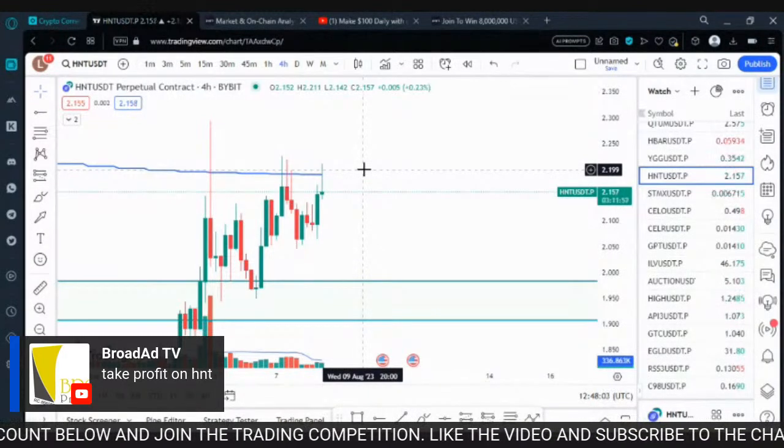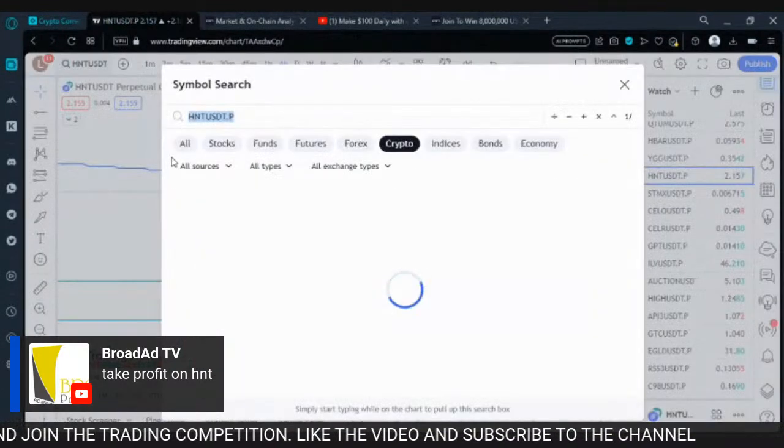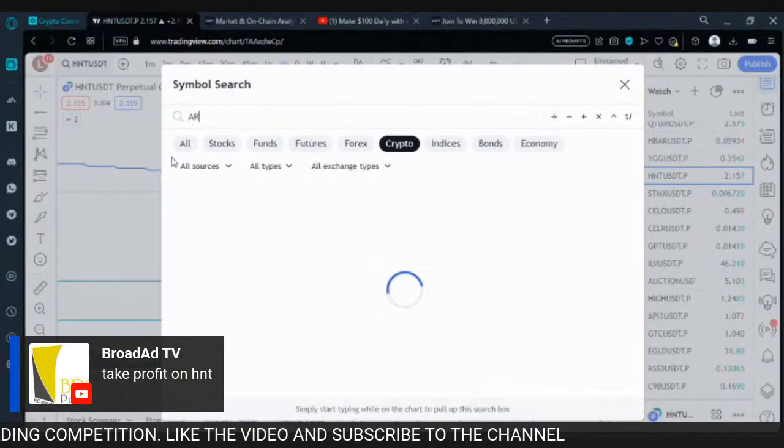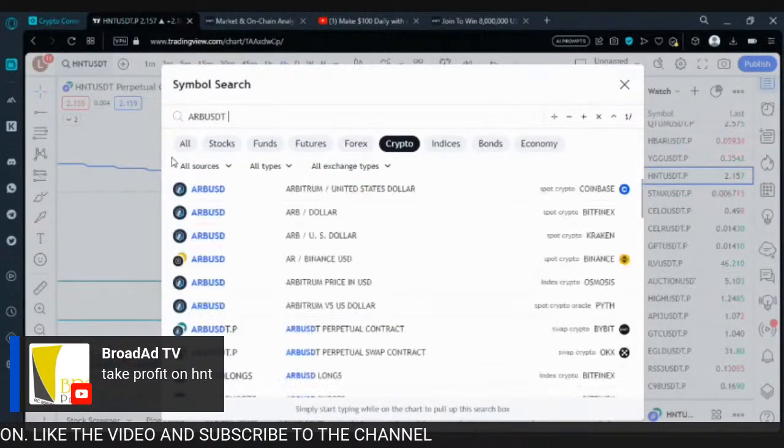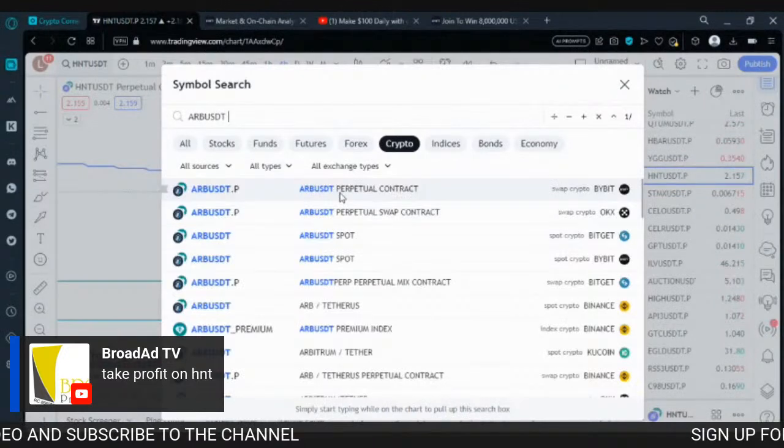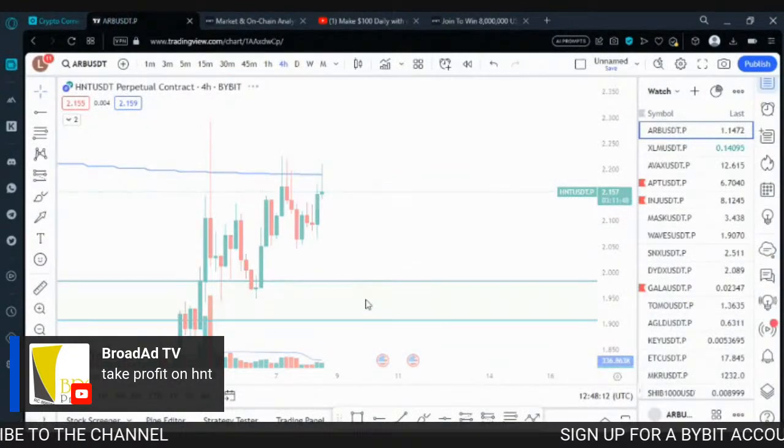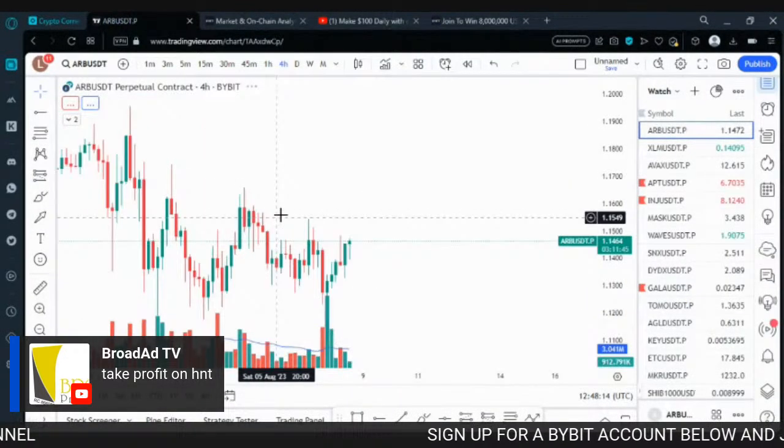While this is working, another token I want us to look at is the Arbitrum token, ARB USDT. Let's look at that, see what that token is doing right now, and see what we can achieve with that.